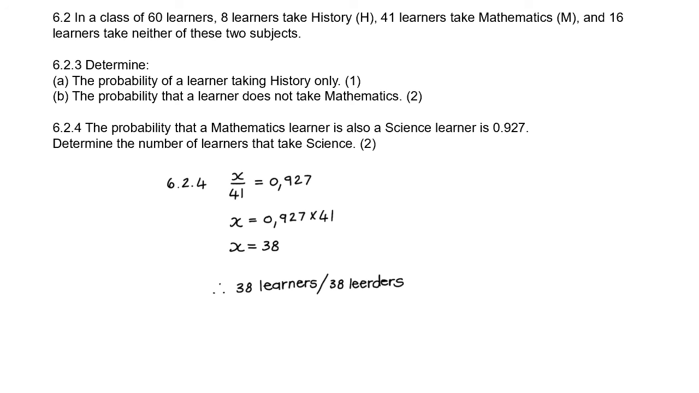Now let's take a look at the mark allocation. You will get 1 mark for the correct calculation process, and then you will get 1 mark for the correct final answer.